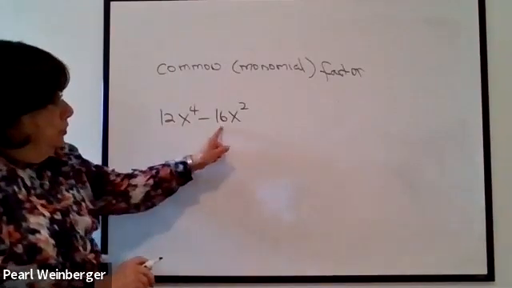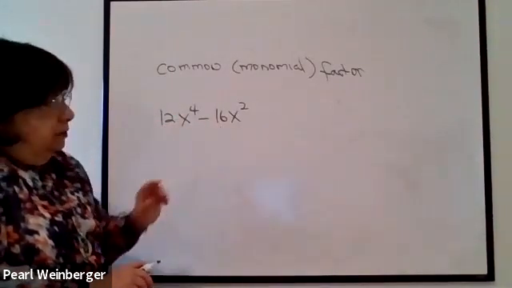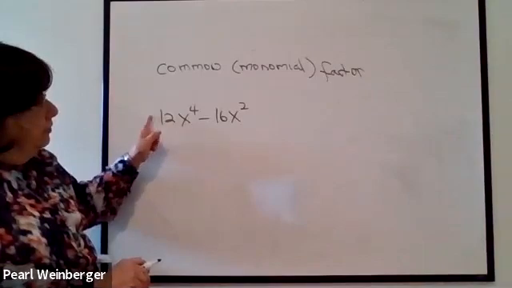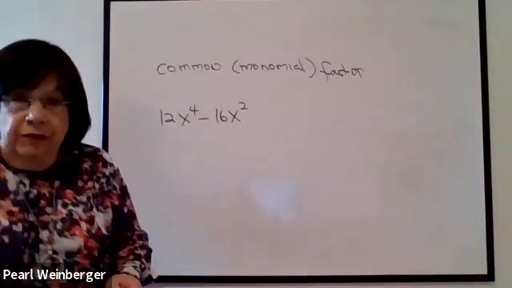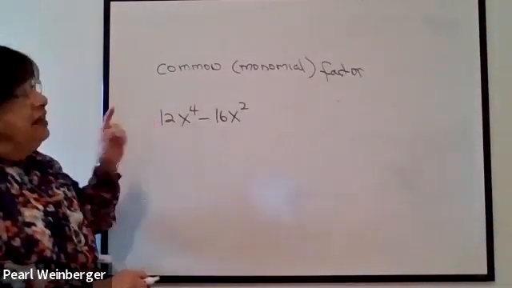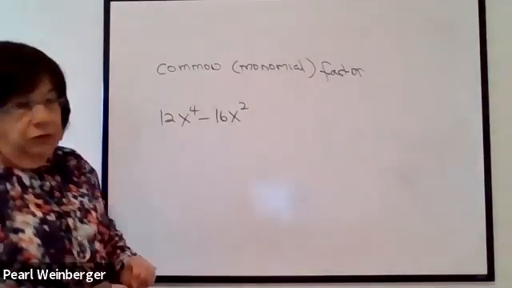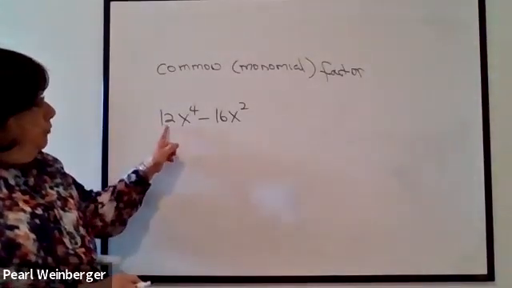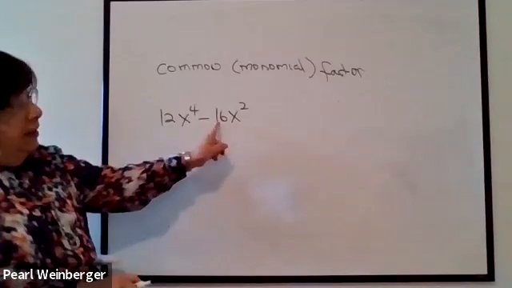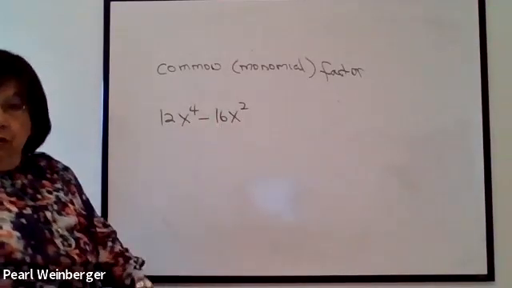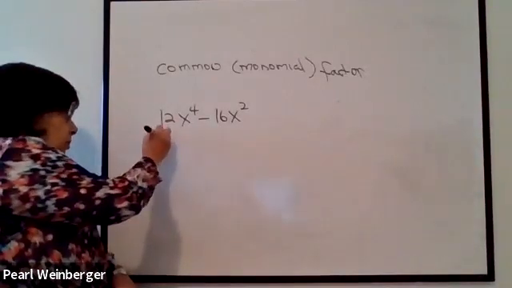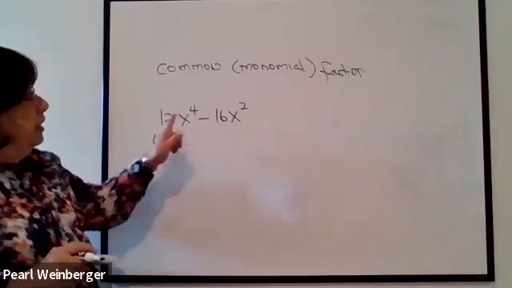I first look at the coefficients, 12 and 16. And if the first number has a negative in front of it, I include that negative as part of the common factor. But this is a positive number that we're starting with. Our leading coefficient, the first coefficient we see, is positive. We look for the largest number that will go into both the 12 and the 16. And I think everybody's going to agree that it's going to be a 4. So that's the common factor of the coefficients.